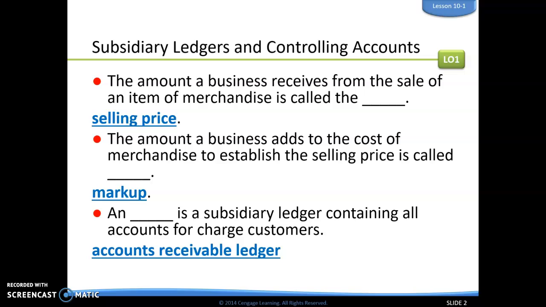An accounts receivable ledger is the subledger containing all accounts for charged customers. Whenever a customer buys something from us on account, we're going to use our accounts receivable ledger, this subledger. Just like we did with accounts payable before when we would buy things, now we're going to flip it to when we sell things on account.